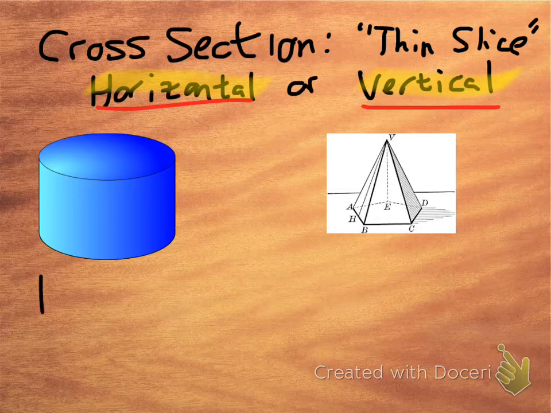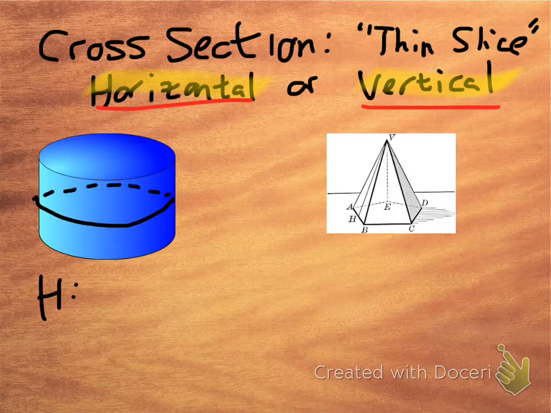So if I said I want the horizontal cross-section of this cylinder that I have pictured here, there are really two ways of thinking about it. One is you're taking a slice horizontally across this shape, and you're seeing what that slice, or the outline of that slice, is going to look like. In this case, it's going to look like a circle.